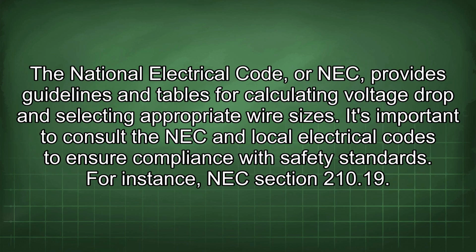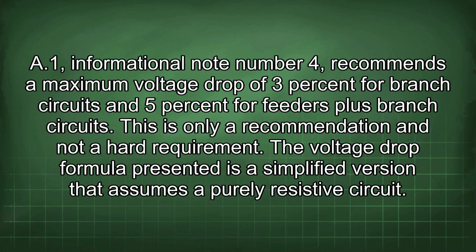The National Electrical Code, or NEC, provides guidelines and tables for calculating voltage drop and selecting appropriate wire sizes. It's important to consult the NEC and local electrical codes to ensure compliance with safety standards. For instance, NEC Section 210.19(A)(1) Informational Note No. 4 recommends a maximum voltage drop of 3% for branch circuits and 5% for feeders plus branch circuits. This is only a recommendation and not a hard requirement.